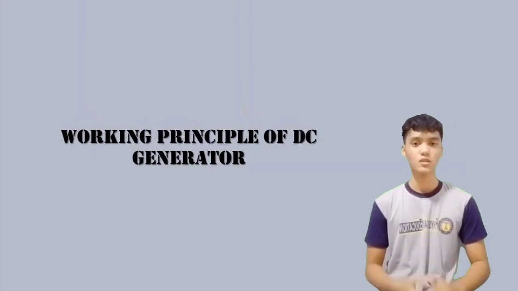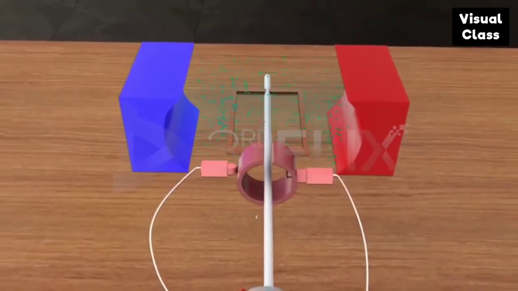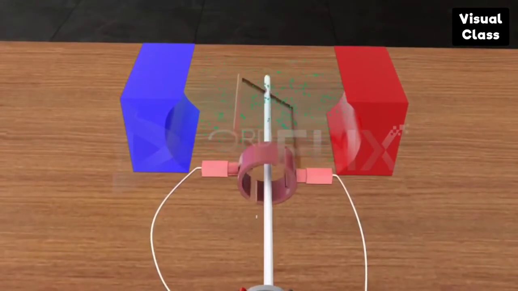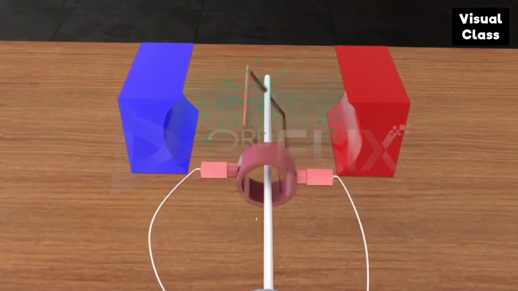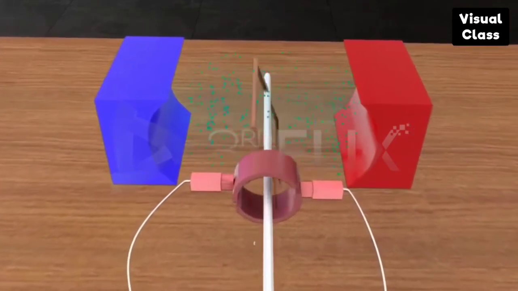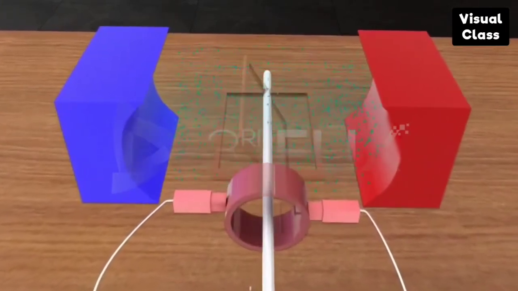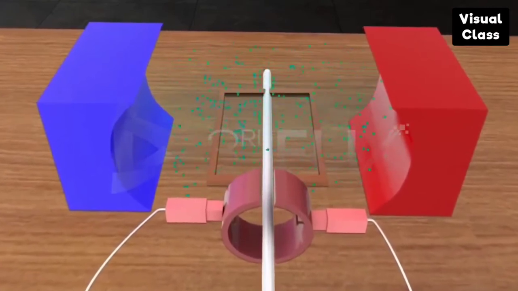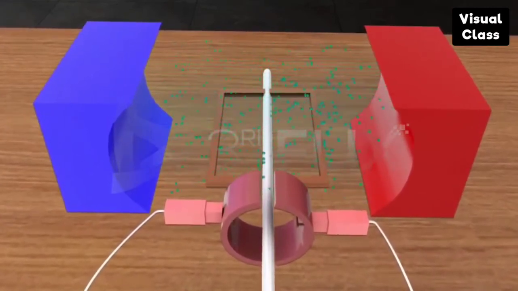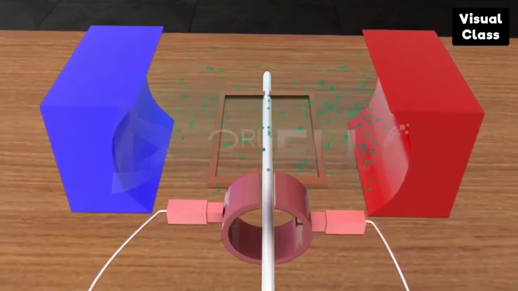the DC generator. Let us see what happens if the rings are replaced by a commutator, which are split rings. When the coil connected with the commutator rotates, one of the split rings is always in contact with the arm which moves up, while the other is always in contact with the coil which moves down. By applying Fleming's right-hand rule, we find that the induced current in the coil is always in the same direction. Hence, a unidirectional current is generated. The current which is always in one direction is called direct current, abbreviated as DC. The device which generates a direct current is called DC generator.